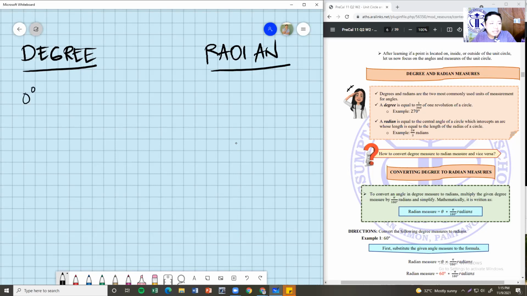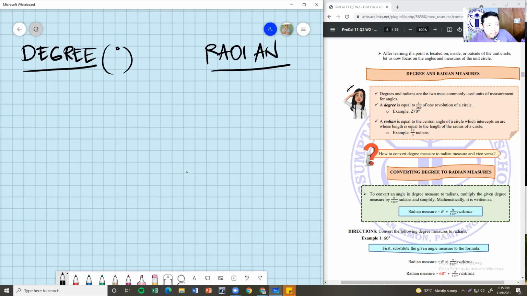From 0 degrees onwards, the degree keeps increasing. And when we say degree, we are talking about that degree symbol. There's a degree symbol there. So when we say degree, this is equal to 1/360 of 1 revolution of a circle. Okay, that's 1 degree. So there are lots of angles that we know about this.